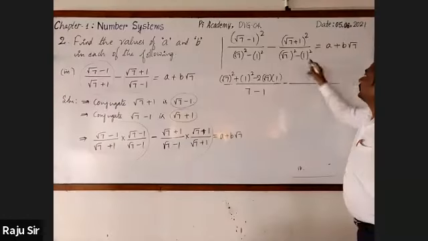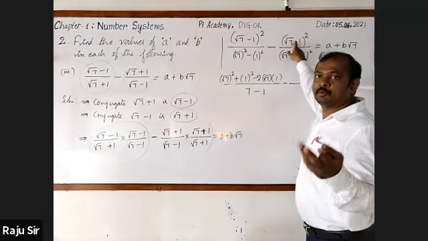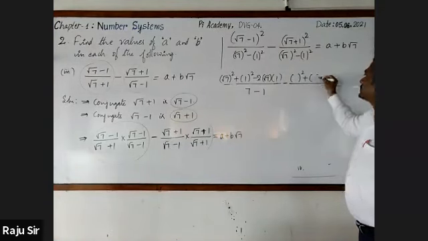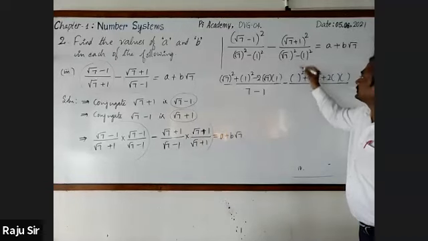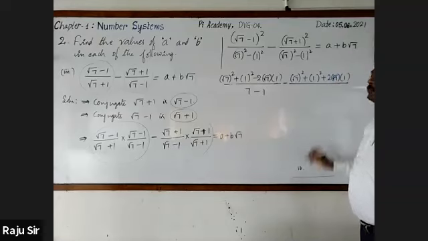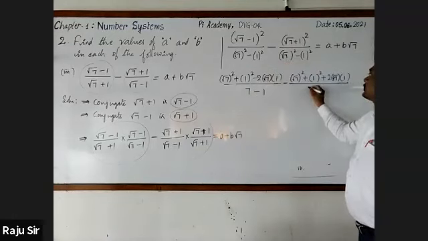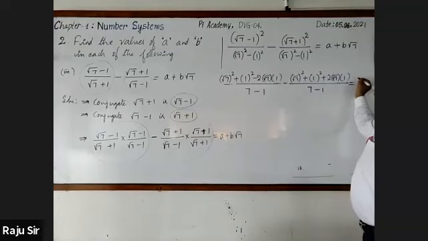Let me take the second term. Root 7 plus 1 whole square is of the form A plus B whole square, which can be expanded as A square plus B square plus 2AB. A is root 7, B is 1. In the denominator, again, root 7 whole square is 7, minus 1 whole square is 1. This is equal to the RHS, A plus B root 7.